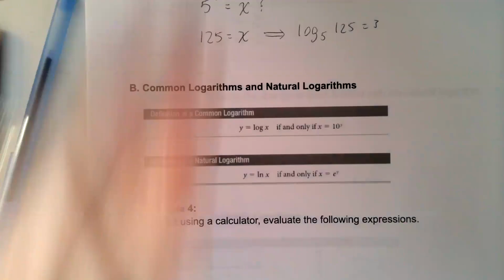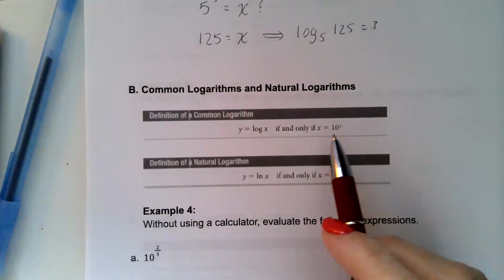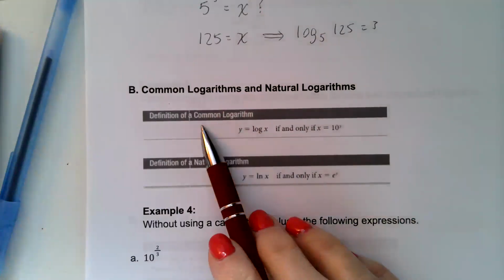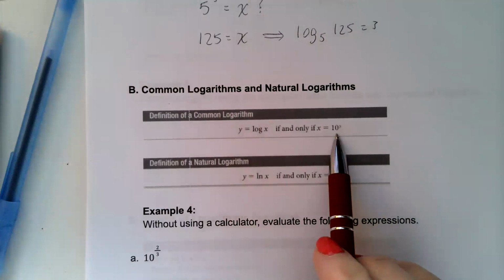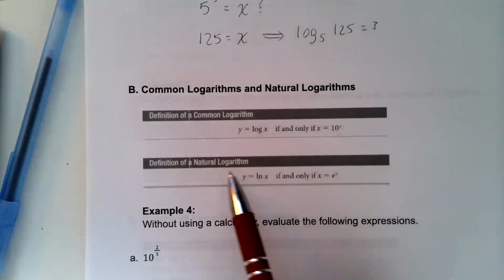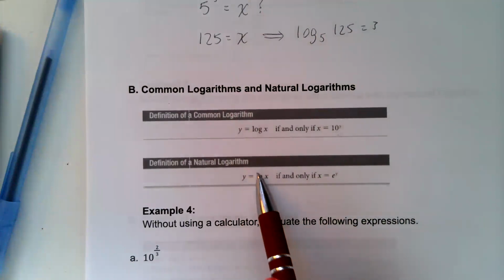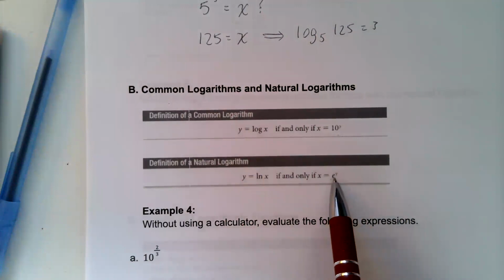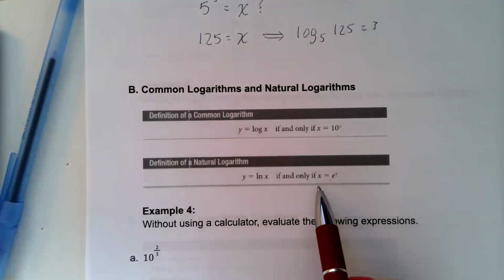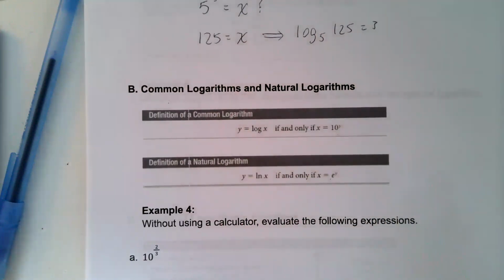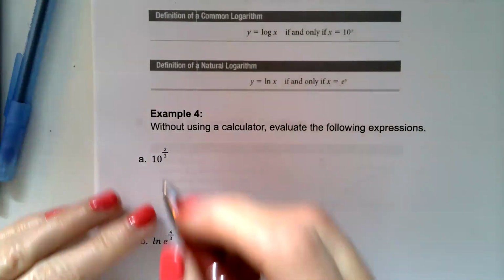Okay. Some things that we know about logarithms. A common logarithm is what it's called when it's base 10. And a natural logarithm, they're going to use that as ln, is when we have base e. And remember, we learned about that natural number e back in unit 4.2 in the last lesson. Okay, so example 4 says without using a calculator, evaluate the following expressions.